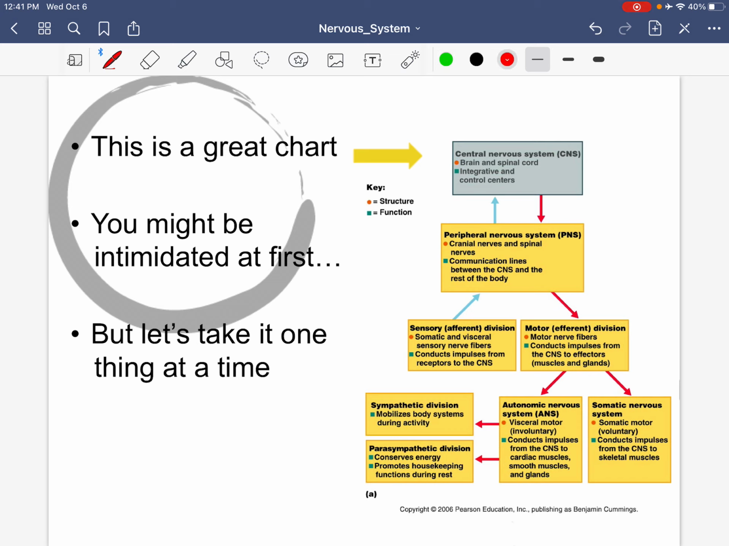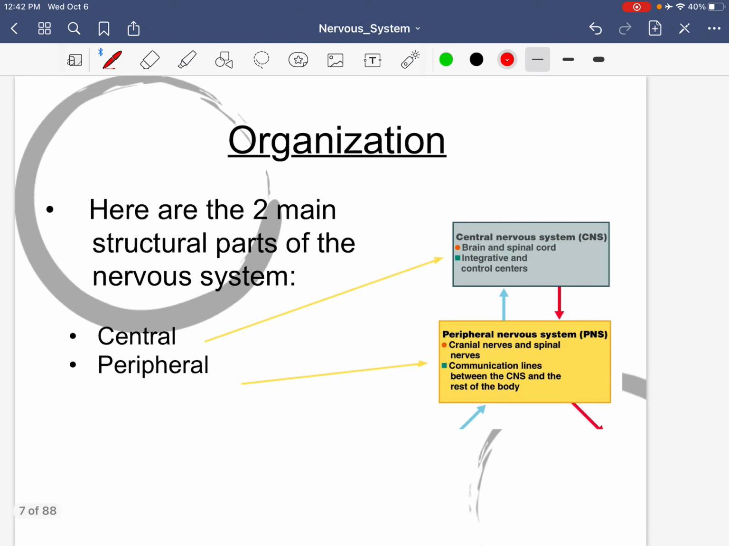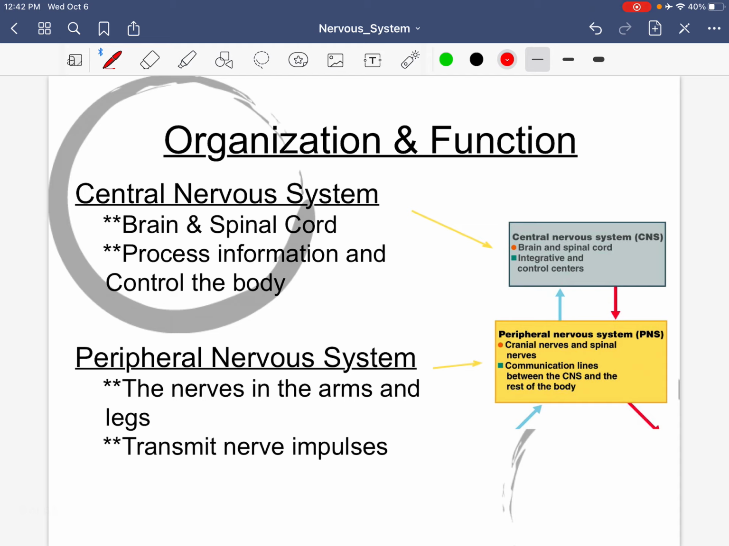All right. Now, I love this chart. Bear with me here. At the top, we have our two main parts, the central nervous system, brain and spinal cord, and the peripheral nervous system, which would be all the nervous tissue outside of the brain and spinal cord. Later, we're going to talk about some branches of the peripheral nervous system. So the peripheral nervous system has some organization of itself. But simply put, to begin things off here, we have two parts of the nervous system, central and peripheral.